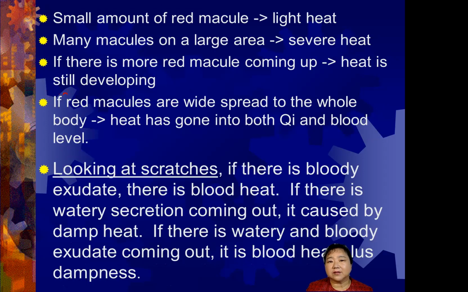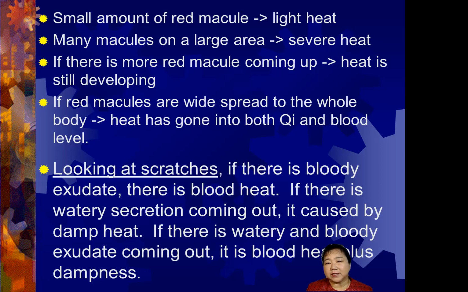Now, a small amount of red macules tells us the heat is light. The heat is not so severe. Many macules on a large area tell us the heat is really severe. If more red macules are coming up, it tells us the heat is still developing. If red macules are widespread over the whole body, it tells us heat has gone into both the qi and the blood level. It is quite severe.